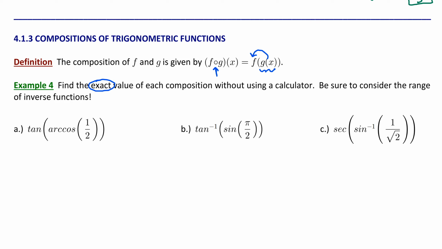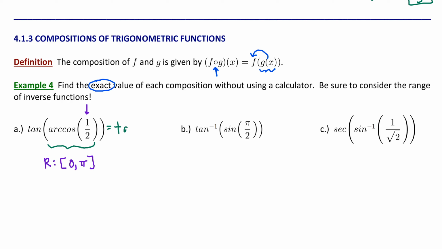When evaluating a composition, we always begin with the innermost function. So first we need to find arc cosine of 1/2. Recall that the range of arc cosine is an angle between 0 and pi. That is an angle in quadrant 1 or quadrant 2. Because the value of cosine is positive, we are looking for a quadrant 1 angle. The angle in quadrant 1, whose cosine or x-coordinate is 1/2, is pi over 3.